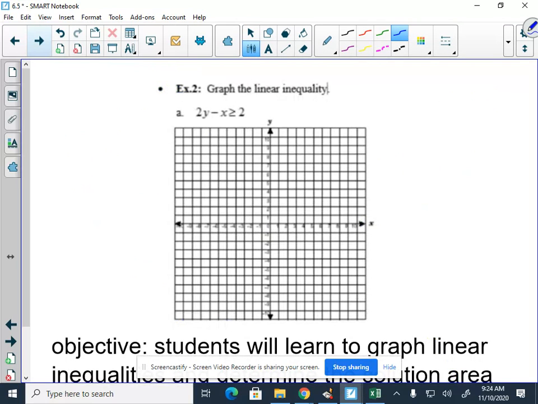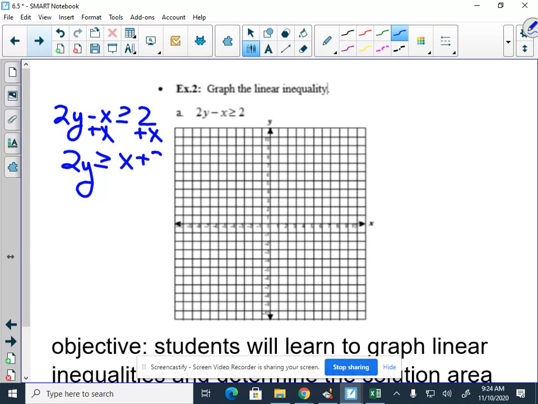All right, next we're going to graph the inequality. We just got done with a lot of problems where we graphed. And when we graph, we want to always solve for one letter. We want to solve for y. So in here, 2y minus x greater than or equal to 2. I'm first going to add x. Then we get 2y is greater than or equal to x plus 2. I try to keep it in order where it's mx plus b. Now I'm going to divide every single thing by 2. Y is greater than or equal to 1/2 x plus 1.